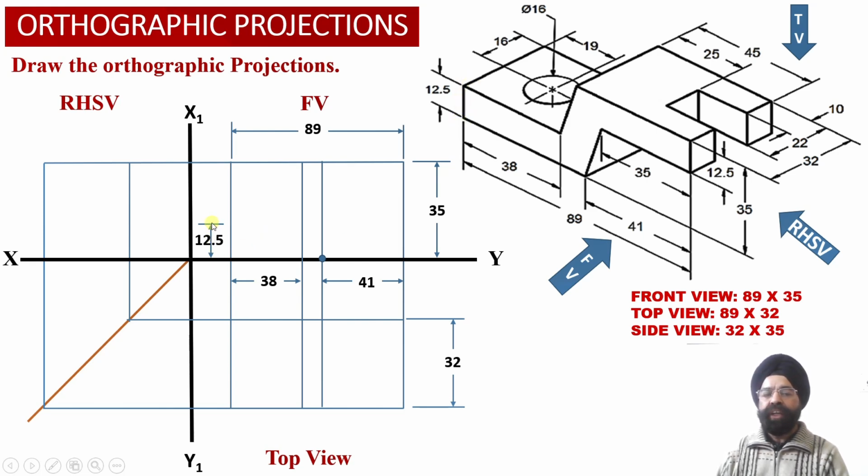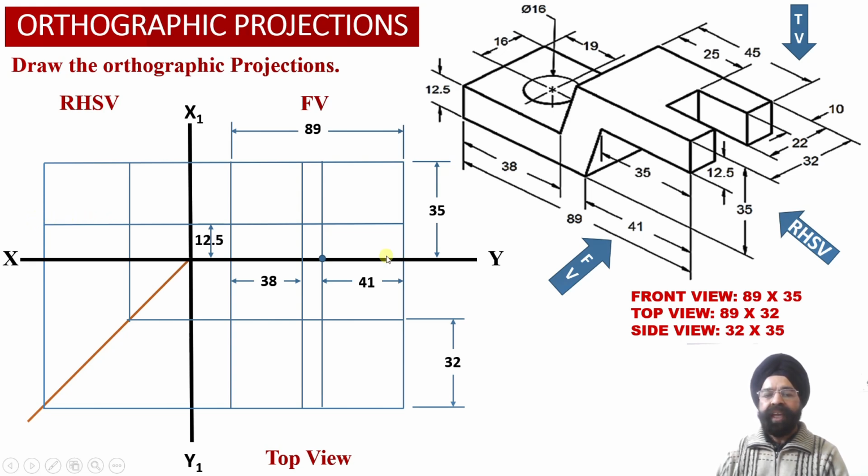So now into the front view projections, we have marked a distance of 12.5 millimeter from the base, and we have obtained a horizontal projector line into the front view projections at a distance of 12.5 millimeter from the base of the solid, and we have extended this horizontal projector line into the right hand side view projections over here.